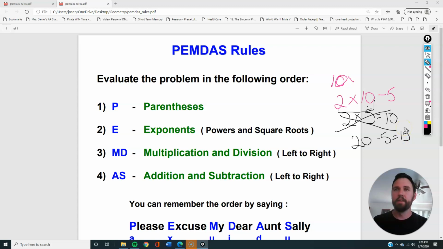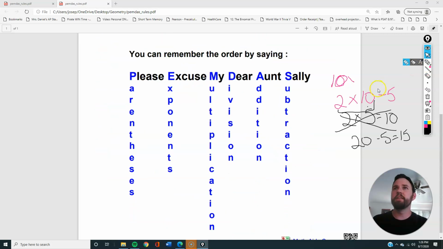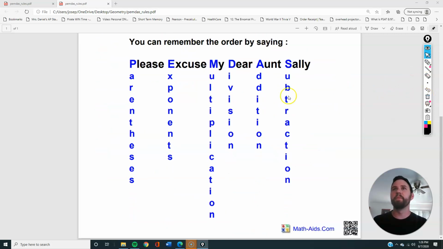Take your time. Learn it. Love it. Please excuse my dear Aunt Sally is another way that you could remember this. Parentheses, exponents, multiplication, division, addition, subtraction. Just always recall that addition, subtraction, and multiplication, division are grouped together.